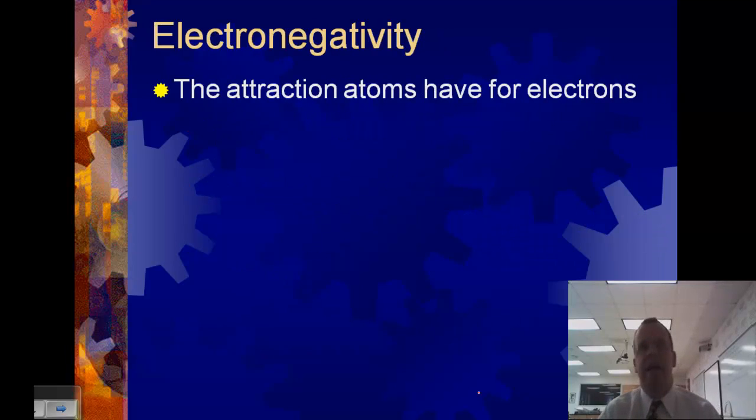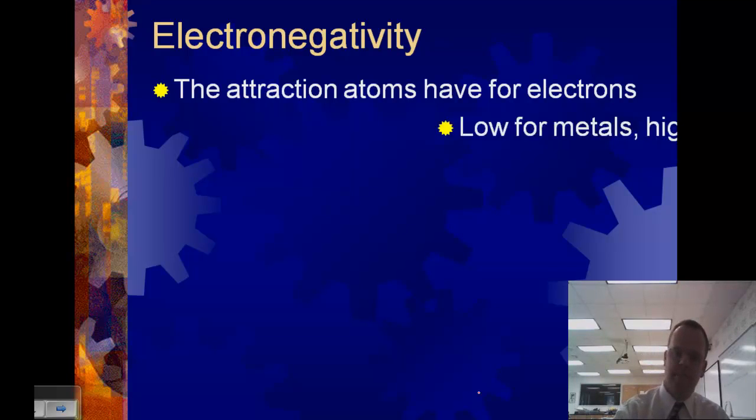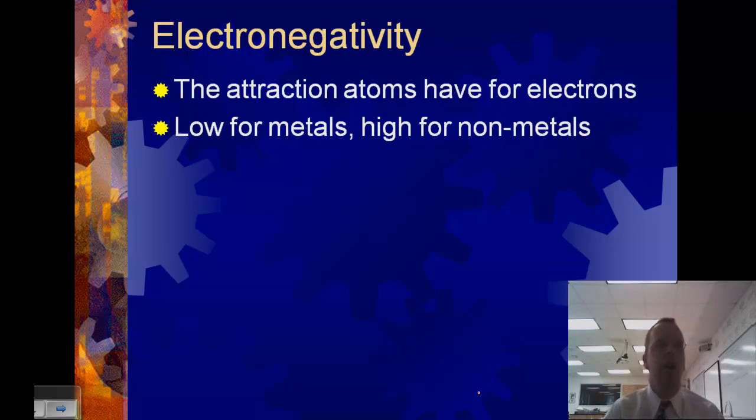Now, the way to really understand what type of bond we're going to have is to look at another periodic property known as electronegativity. Electronegativity is the attraction that an atom has for the electrons on another atom. This is going to be very low for metals and very high for nonmetals. If you think about it, a metal generally has one or two, possibly three valence electrons. To be stable, you need a full set of valence electrons, which ends up being 8 valence electrons.